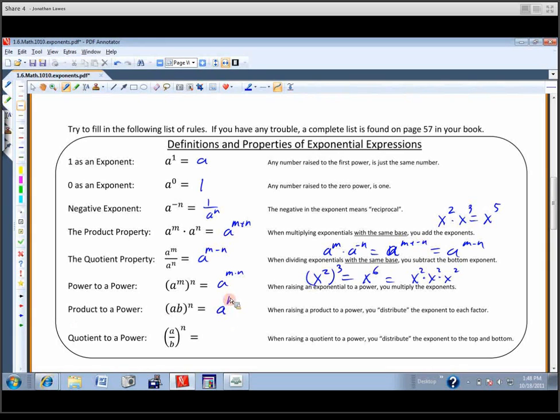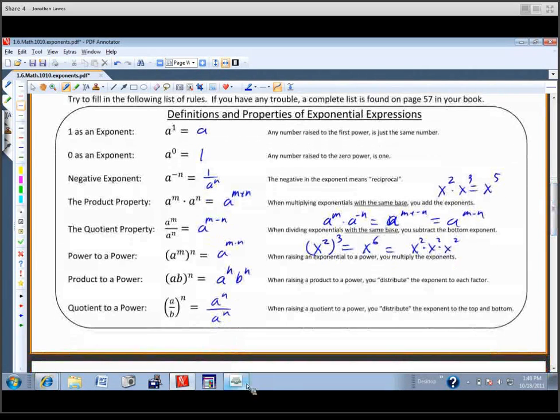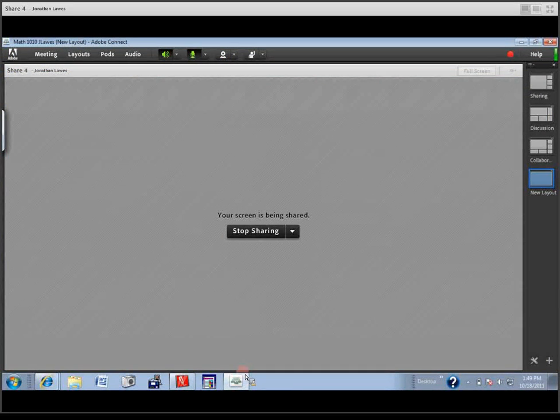The exponent here applies to each part of the product, so this is a product raised to a power, so that would be a to the n and b to the n. We've kind of already used that up there earlier. And then a quotient raised to a power, this is nice, we can just apply the exponent to the top and bottom separately. Okay, kind of like distributing.